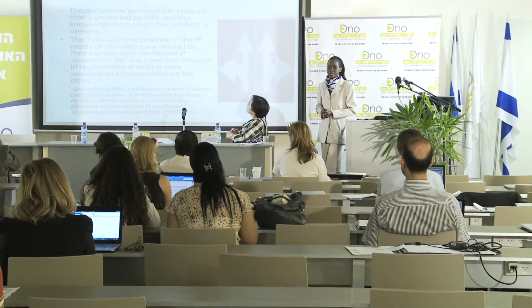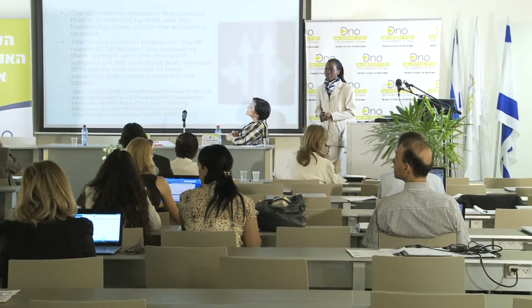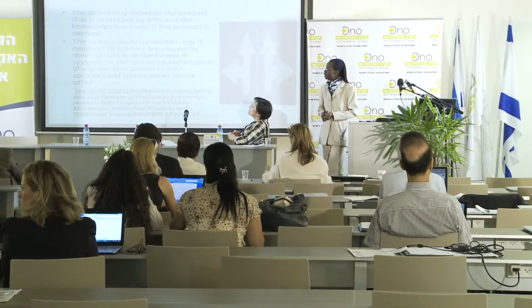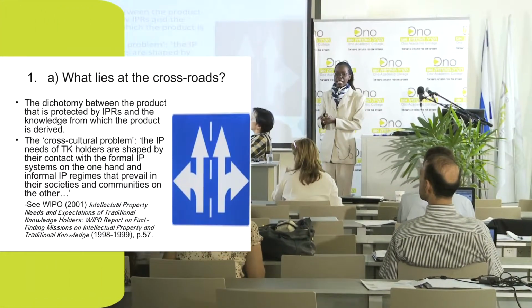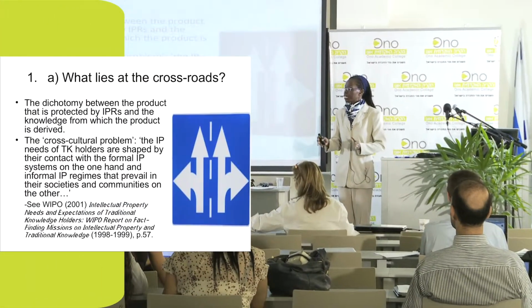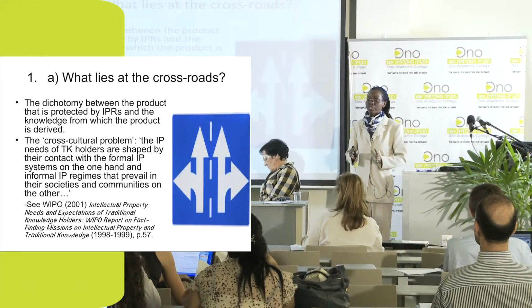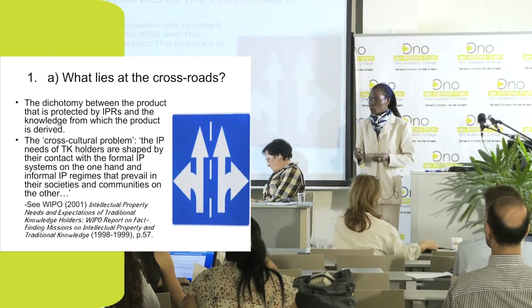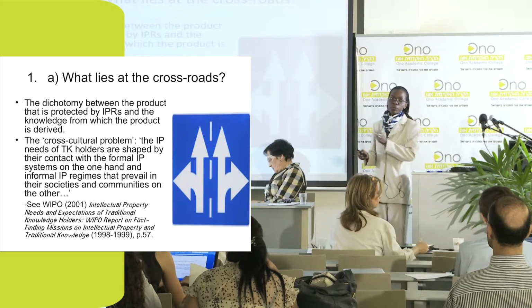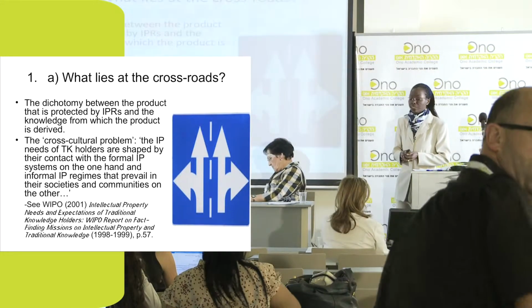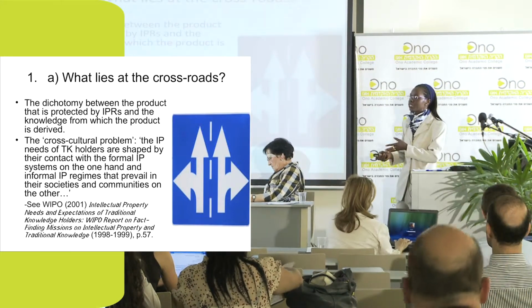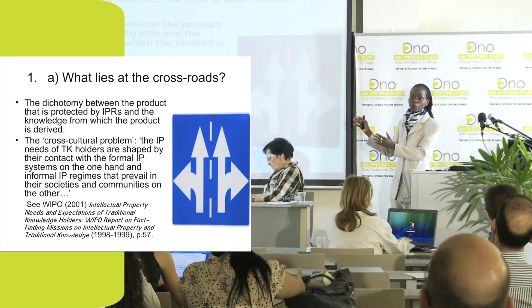So that is what really lies at the crossroads, this cross-cultural problem where there are different systems, and one cannot say that these systems in the communities are not real. They might be diverse, but they're structured in a particular way. People know who owns what, and how people should deal with those rights and how they should be protected. And one interesting point to mention at this stage when you're talking about the cross-cultural problem is this.